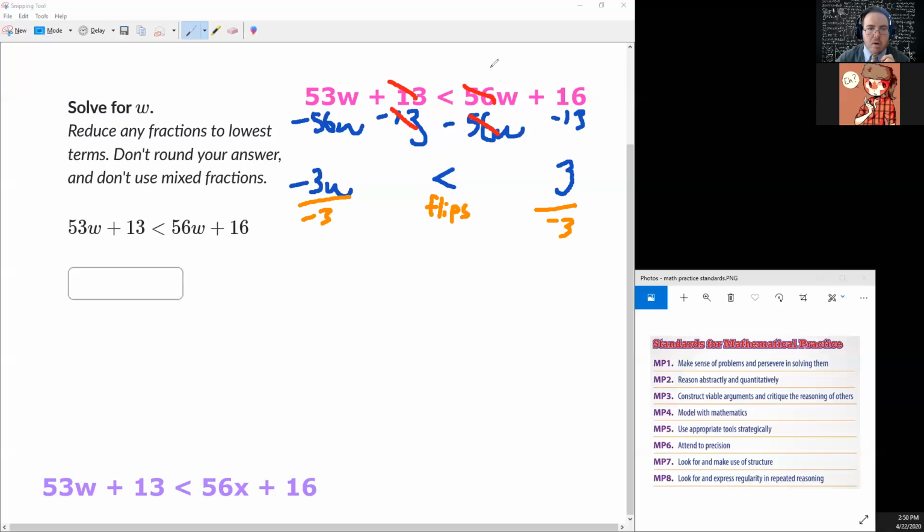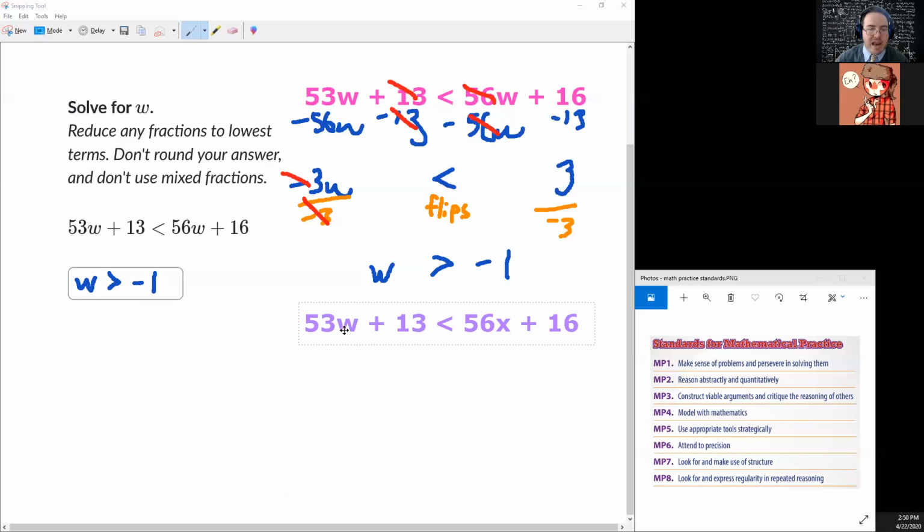So now what I'm going to end up with, negative 3 divided by negative 3, that's going to be 1, so that's going to be just W. And then I have to flip this to greater than, and 3 divided by negative 3 is negative 1. So W is greater than negative 1. So that's the first way we can write that. Ta-da. So that's when you do have to flip the symbol. Now, watch how sometimes another student might solve this exact same problem and not have to do any flipping.